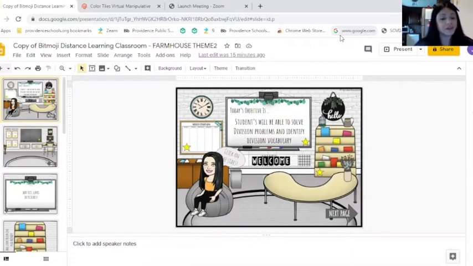Today, our objective is students will be able to solve division problems and identify division vocabulary. Now, division is the opposite of multiplication. Multiplication is what we've been working on for the past few weeks, and we know that there are many different ways to solve multiplication problems. We used arrays, we did groups of, and we did repeated addition. And we also did it on a number line.